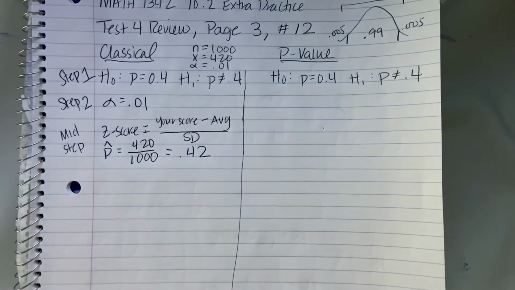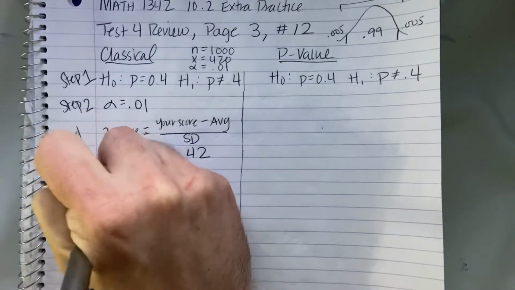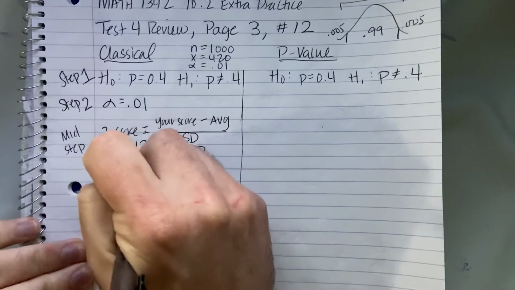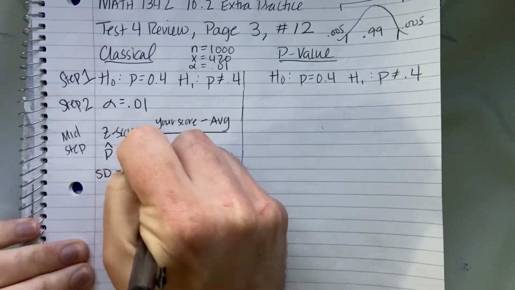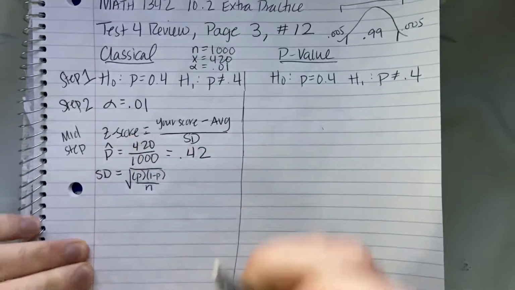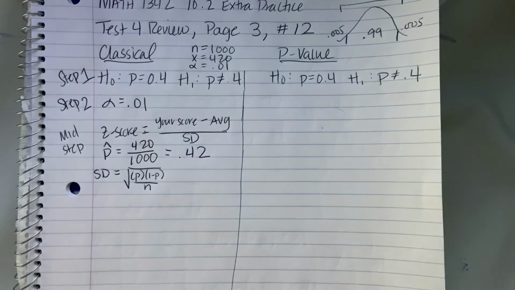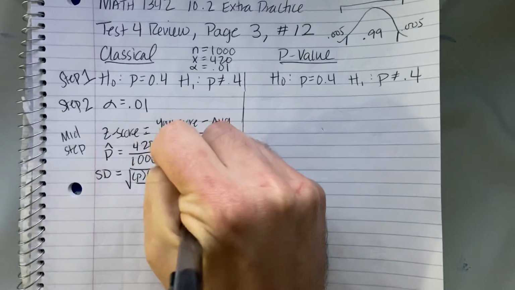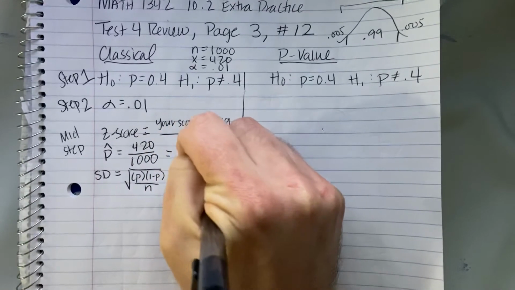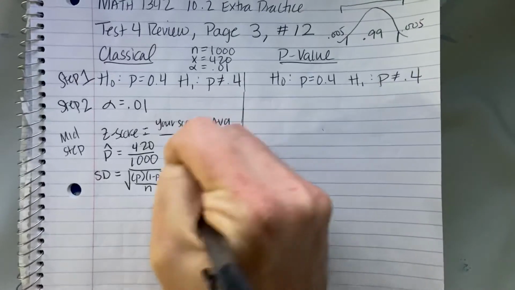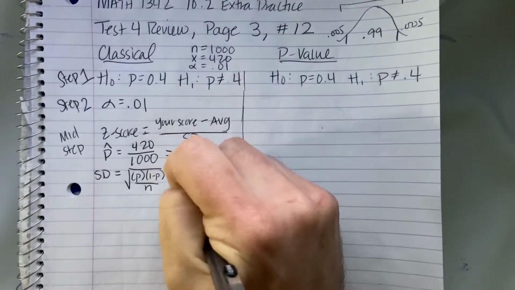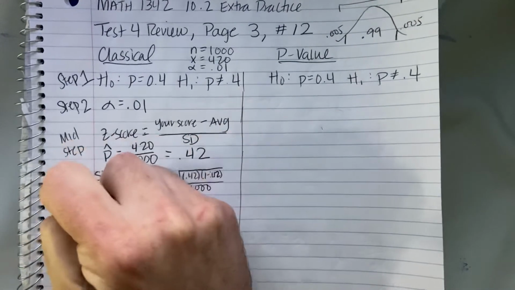Now we have our score and the average. We also need the standard deviation. This was the square root thing, and this is the square root of p times 1 minus p all over n. Everything is under the square root, so in this case, this is the square root of 0.42 times 1 minus 0.42, all divided by our n, which in this case was 1,000. It was given to us. So what is our standard deviation?